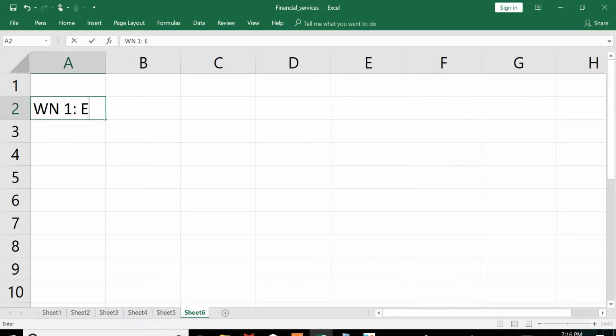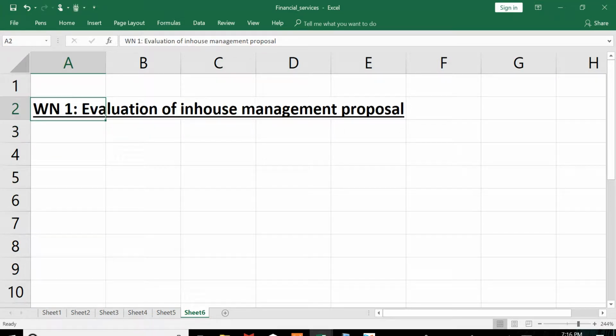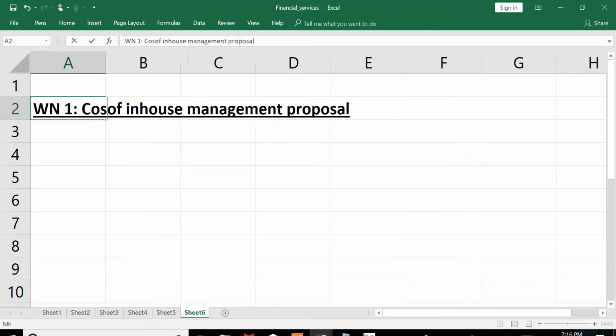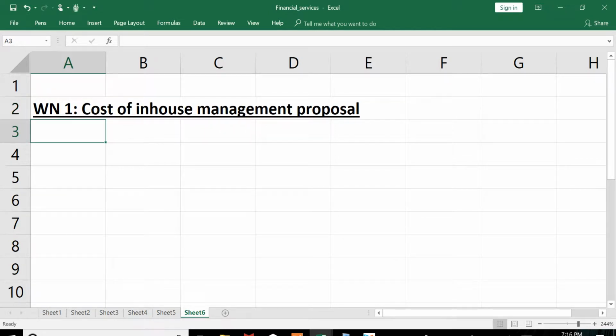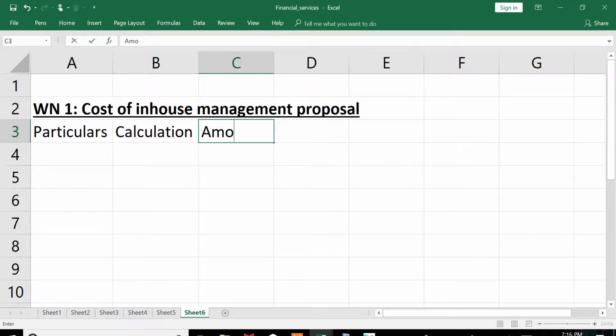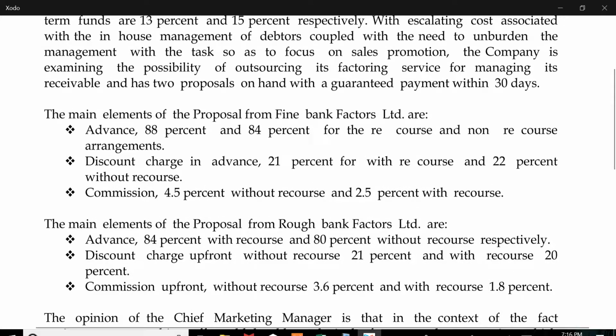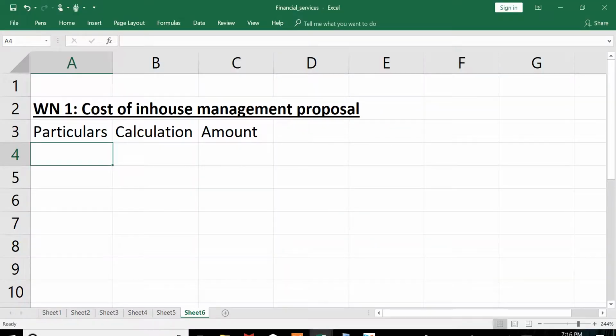Cost of in-house management proposal, not evaluation. Particulars, calculation, amount.